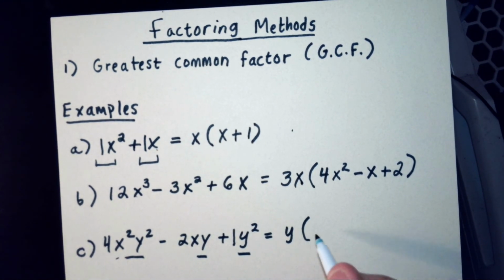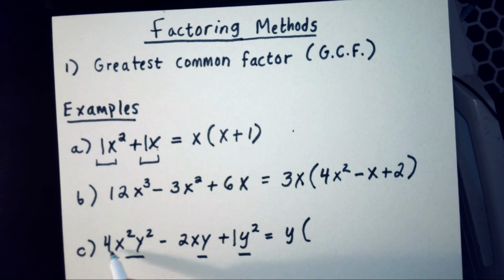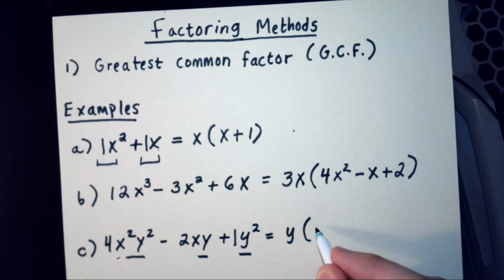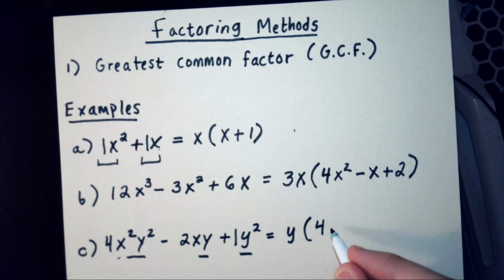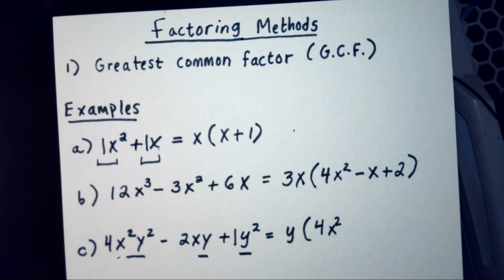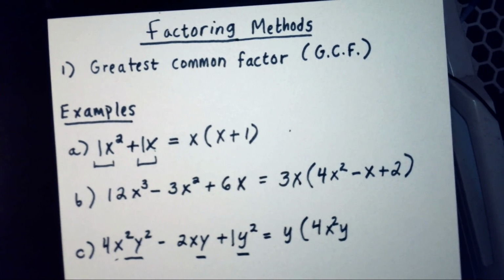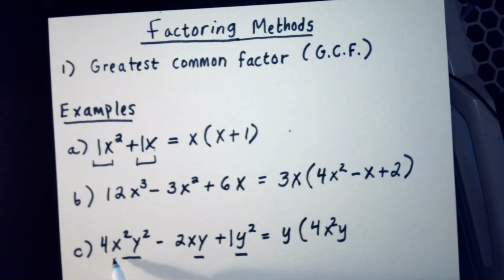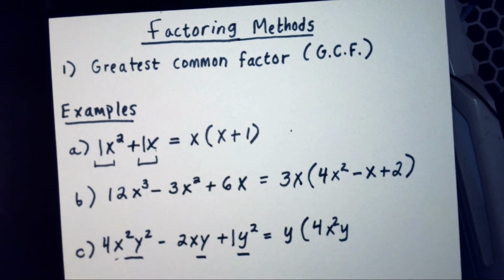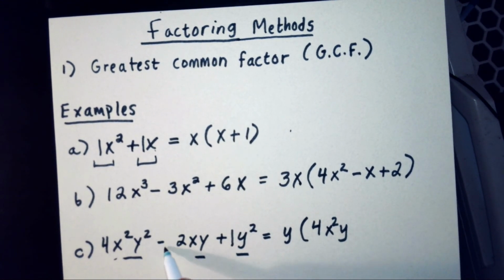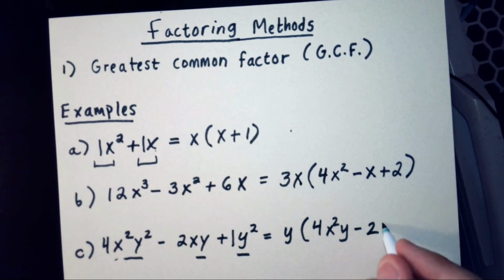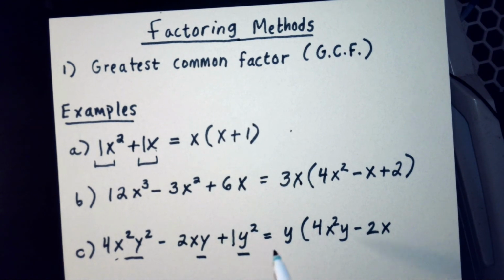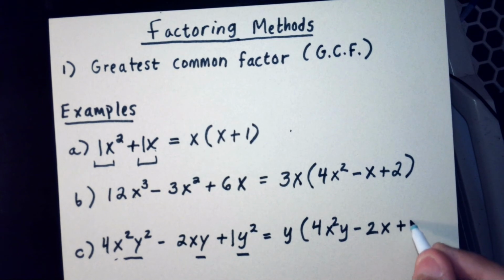And so when we do that, we need to end up with 4x squared y squared after multiplying by y. So of course we'll need a 4. We'll need x squared, and we'll need a y. If we multiply this through, we will end up getting 4x squared y squared. Next, we pull a y out of minus 2xy. Well, minus 2x is what's left over. Lastly, we pull a y out of positive y squared, so we just end up with a plus y.